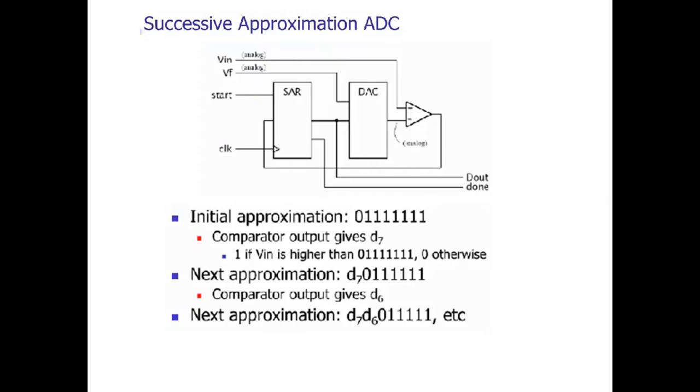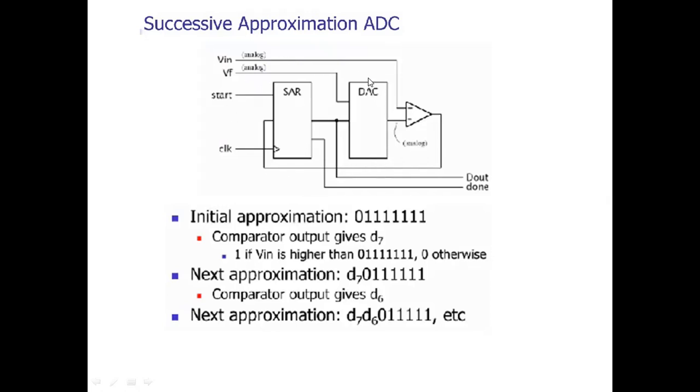The only problem you can see here is that it will take 8 clock cycles, one clock cycle for each bit starting from D7 to D0. So the conversion will take 8 clock cycles. The main advantage is that we need a lesser number of resources when compared to the flash ADC.